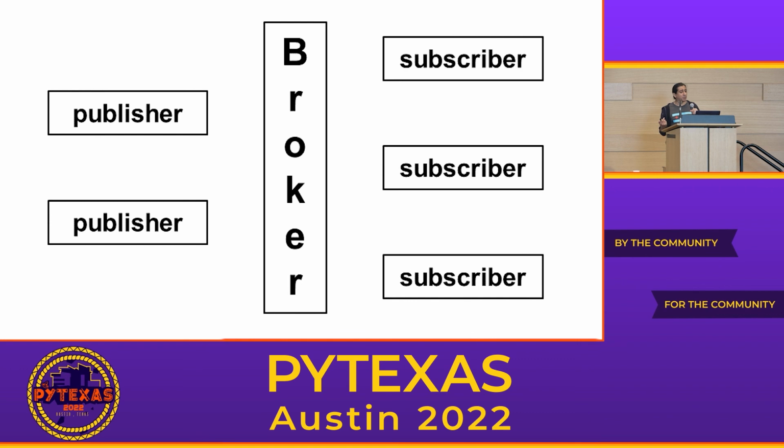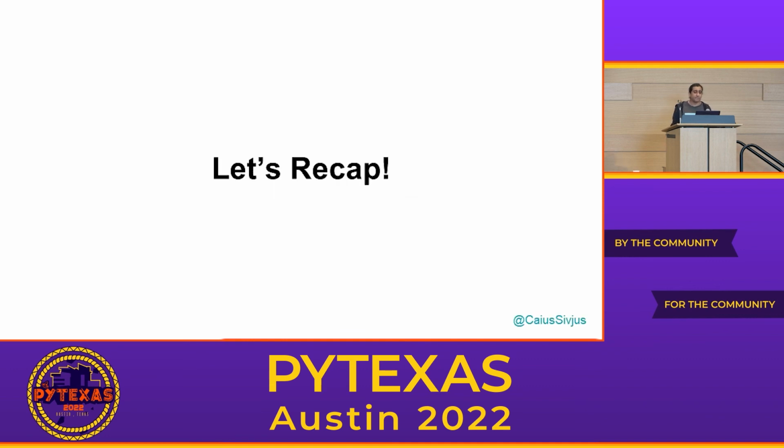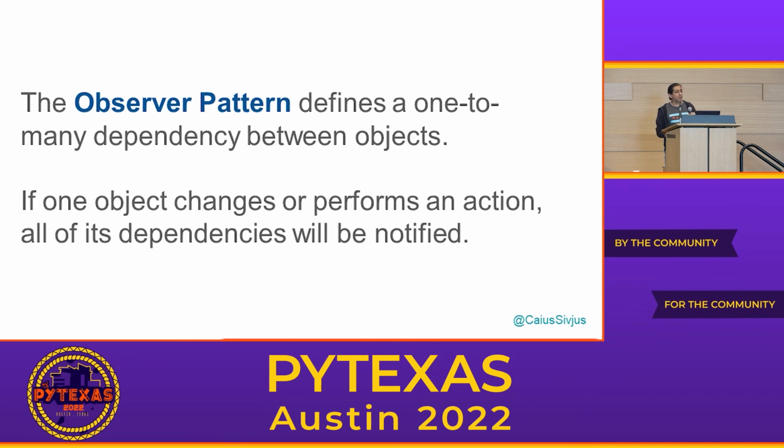Also note that PubSub is going to allow us to have many different publishers. The broker is really responsible for handling all the complexity related to the message bus. This is a little bit more complex, but underneath all of it, it's really just the observer pattern. So let's recap. The observer pattern is a design pattern that defines a one-to-many dependency between our objects. If one object changes or performs an action, all of its dependencies are going to be notified.